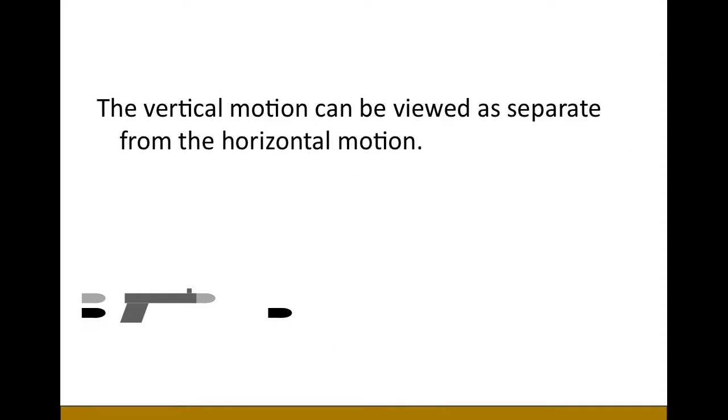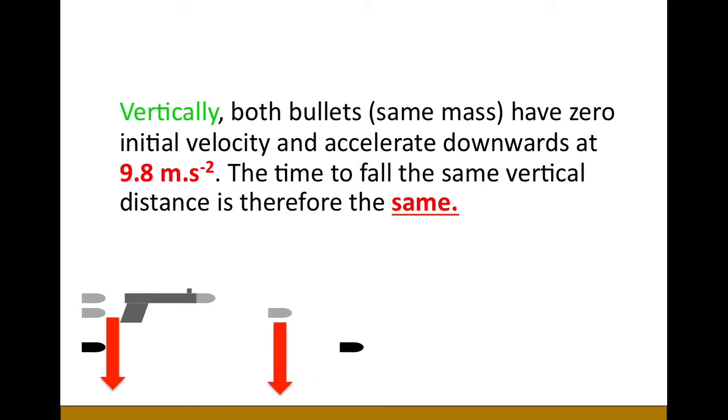We look at it and we know that the vertical motion can be viewed as a separate entity from the horizontal motion. Vertically, and that is in this direction here, both bullets have zero initial velocity. It's starting from rest and accelerates downwards at 9.8 meters per second squared. The time to fall would be the same distance for either of these, so therefore they would be the same.